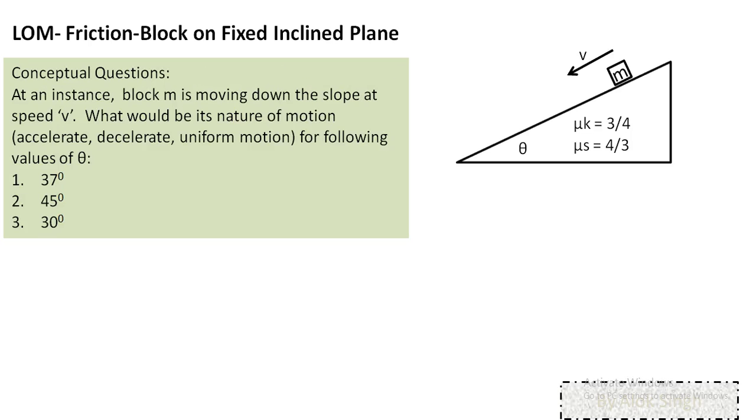We continue with the conceptual questions, and again to remind you, you can follow the same sequence. The question is: at an instant, the block M is moving down the slope at a speed v, so its instantaneous velocity is v. What would be the nature of motion? Will it accelerate, decelerate, or have uniform motion for the following values of theta? For this slope, for different values of theta, what would be the nature of motion? Three possible cases, and we will have to evaluate each of them. First case, theta is 37 degree, then what happens? When theta is 45 degree, then what happens? And when theta is 30 degree, then what happens?